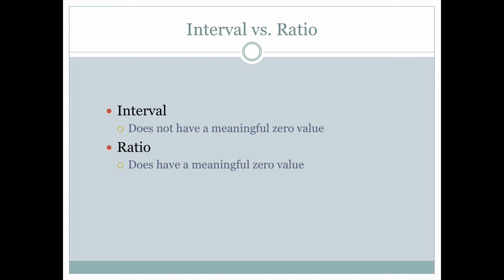Ratio is different. Ratio is where we have a definite zero that we all agree to. So a good example of that would be population density. If 0 people live in an area, we would say the population density is 0. No one lives there. If 100 people live in one area and 200 people live in another area that's the same size, it is meaningful to say that the population is twice as crowded, or there are twice as many people per unit area in the second place as opposed to the first.